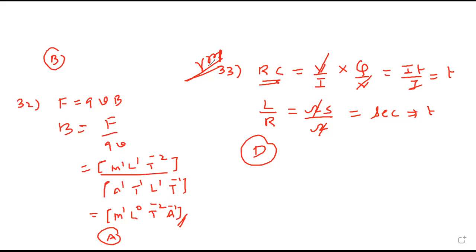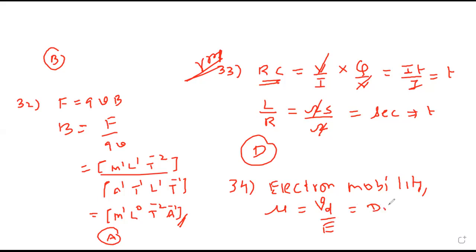Over 33? Yes, sir. Done. 34 is a new sum. Electron mobility is denoted by letter mu. Its formula is Vd upon E. This Vd is called drift velocity. Actually, it will come in the chapter called current electricity. And this is E, electric field. Write this much. Write down the formula, drift velocity upon E.